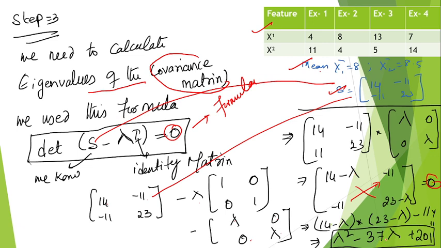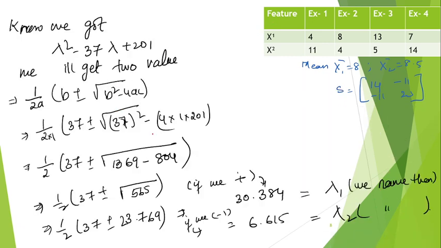Lambda square minus 37 lambda plus 201. Correct? Let me move on to this slide. We got lambda minus this one. Correct? Now we will get two values. How? Because it's a quadratic equation.